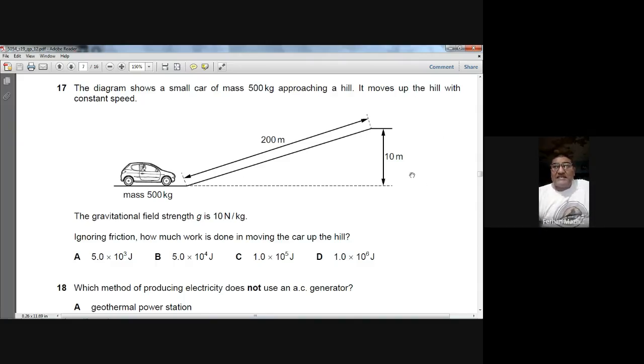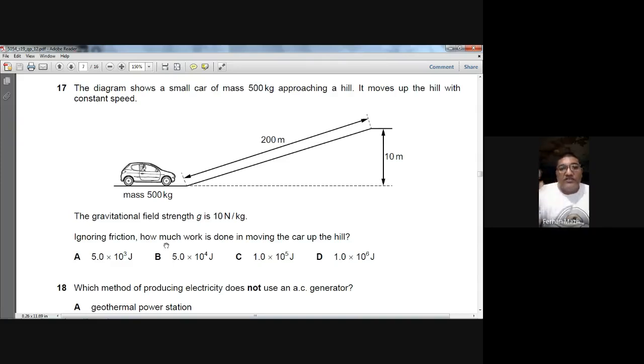In this case, the vertical height gain will be 10 meter. The mass of the car is 500 kg, and the g value is 10 Newton per kg. So apply the formula. Work done is equal to gain in the gravitational potential energy, mgh. So 500 multiply 10 multiply 10, and the answer will be 5 times 10 to the power 4 joules. So it looks like B is the option.